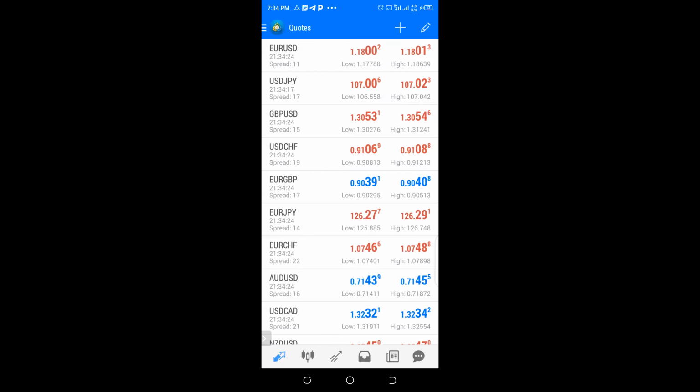Now, what is the bid price? The bid price is the amount that your broker is willing to pay to buy the base currency and sell you the quote currency. Now, what is the ask price? The ask price is the price at which your broker is willing to sell the base currency to you for the quote currency.